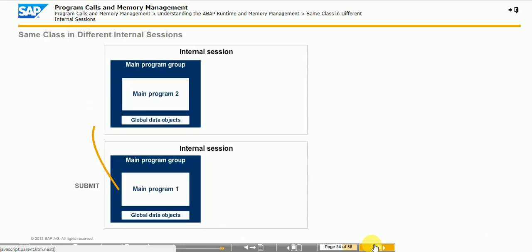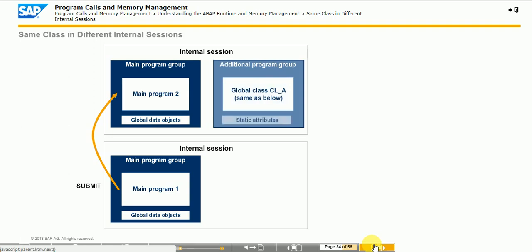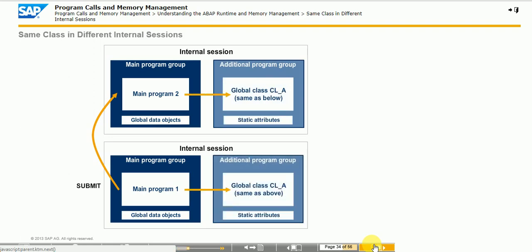When programs that run in different internal sessions use the same global class, the global class is created separately in each internal session. The static attributes of the class can have different values in different internal sessions.